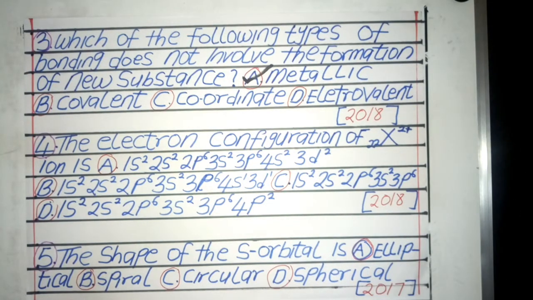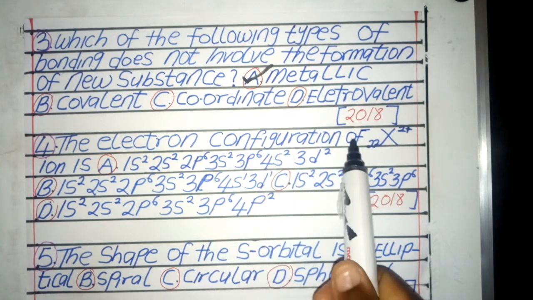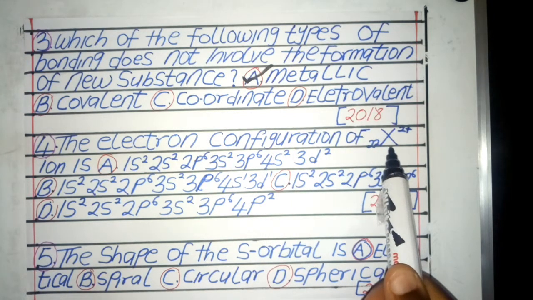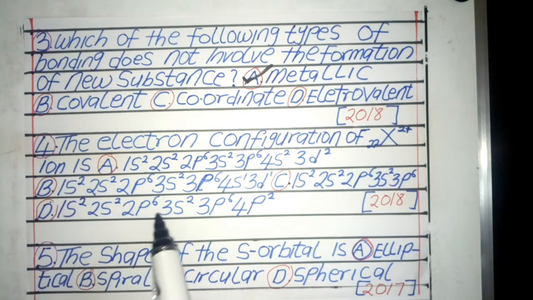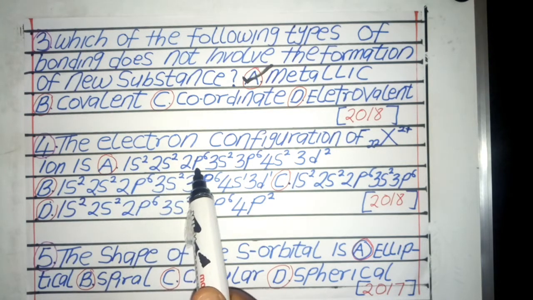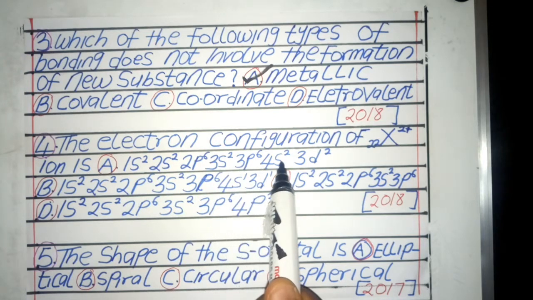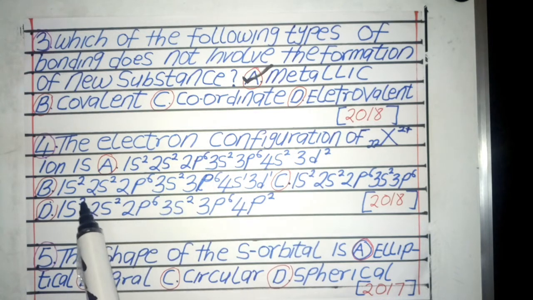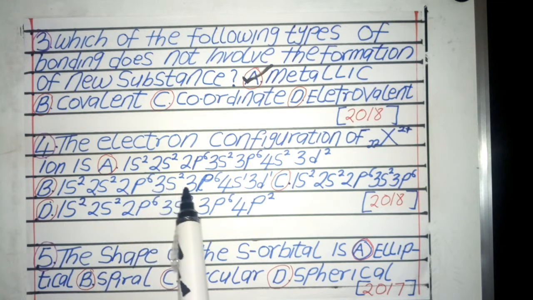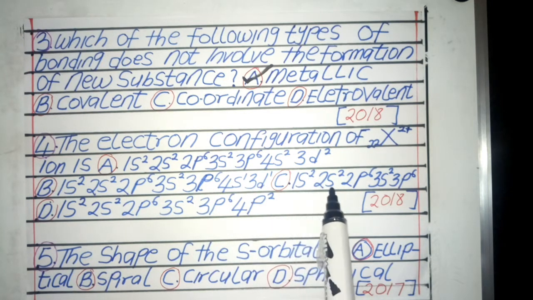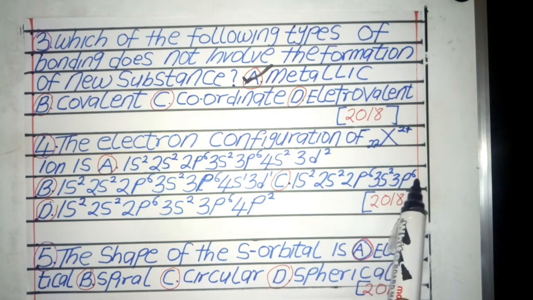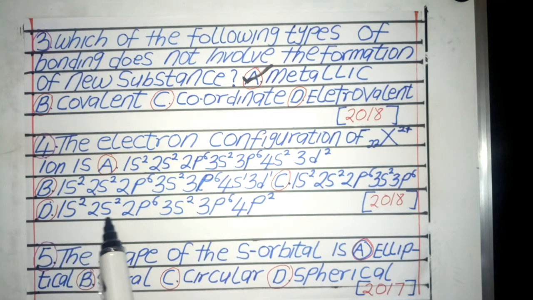Next question. The electron configuration of a divalent ion, atomic number 22, is: A, 1s2, 2s2, 2p6, 3s2, 3p6, 4s2, 3d2. B, 1s2, 2s2, 2p6, 3s2, 3p6, 4s1, 3d1. Then C, 1s2, 2s2, 2p6, 3s2, 3p6. Then D, 1s2, 2s2, 2p6, 3s2, 3p6, then 4p2.